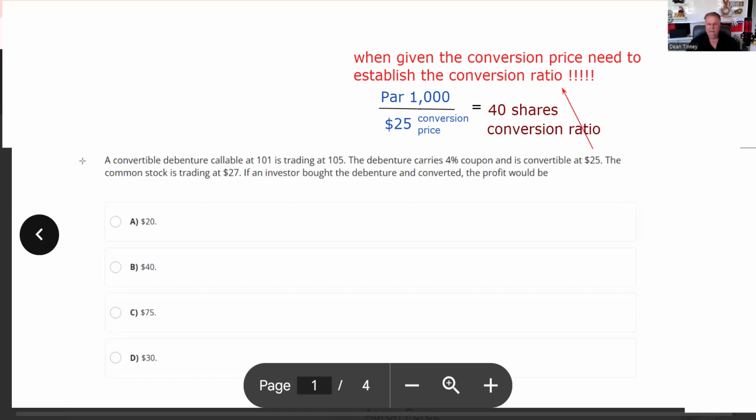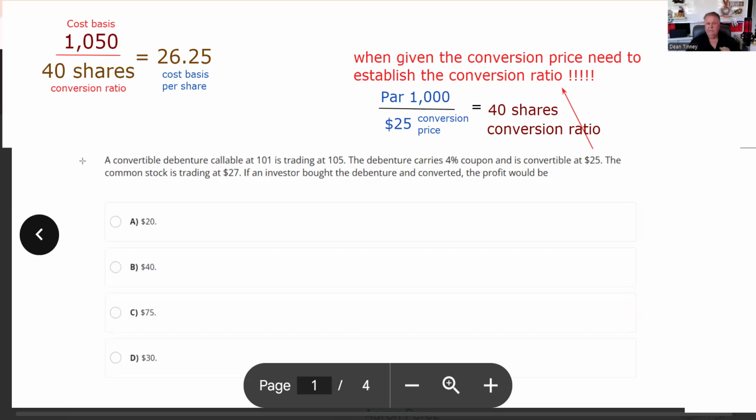The common stock is trading at 27. Okay, so now I have the current market price of the stock. If an investor bought the debenture, so I bought the debenture for 1,050. Cost basis is simply when you turn your money into the investment. How did I get 1,050? 105% of par is 1,050. So now I can get 40 shares of the common. It says I bought the debenture, I converted. And remember, my conversion ratio is 40 shares. So when I convert into the shares, I'm going to be paying 26.25 per share. Now, by the way, that's not taxable to convert, but that's what my cost basis is.